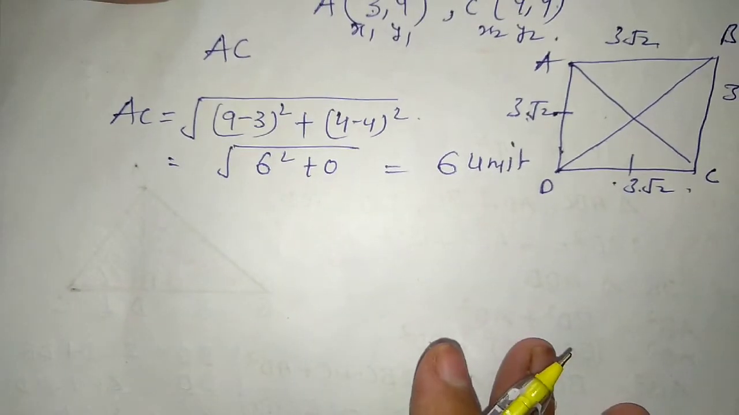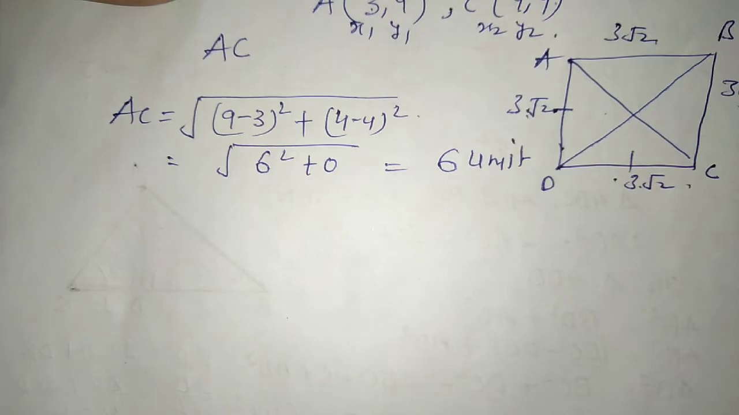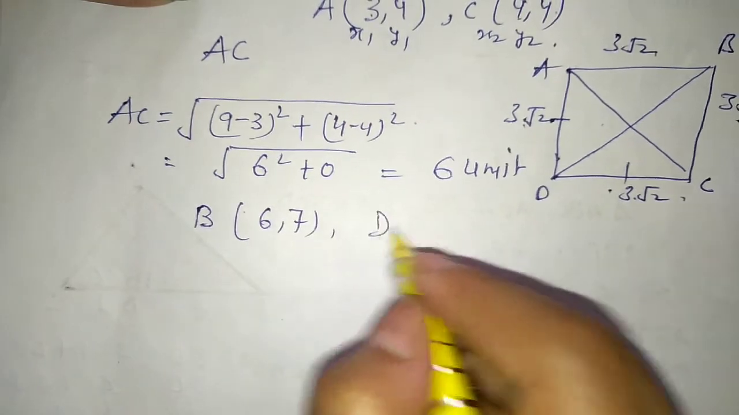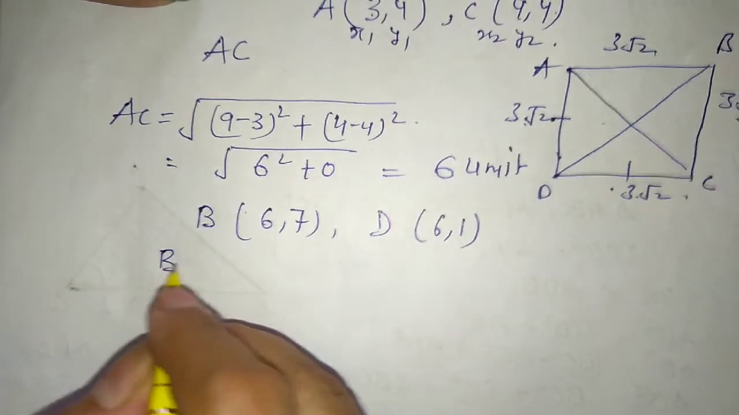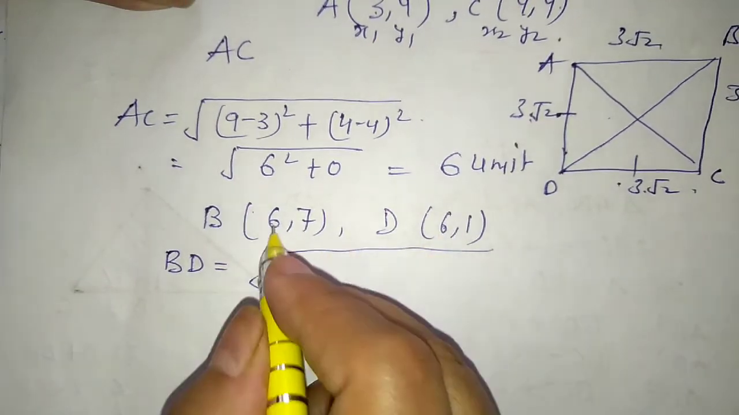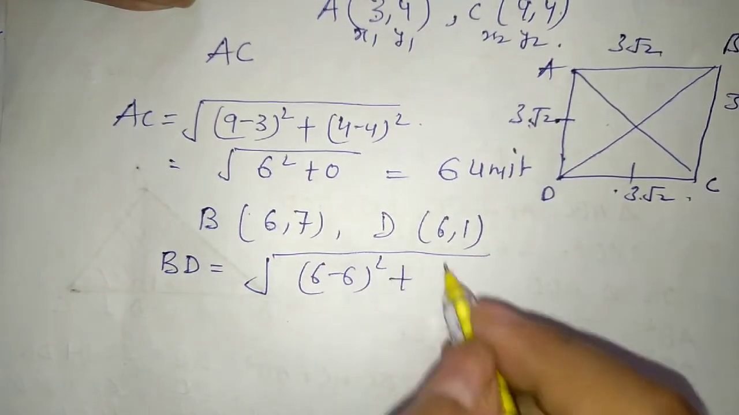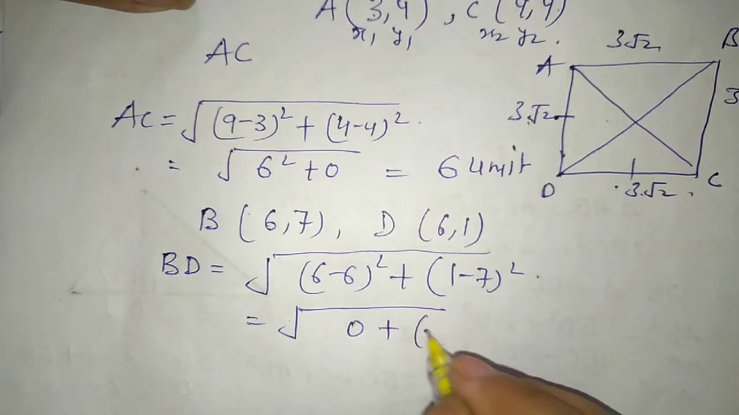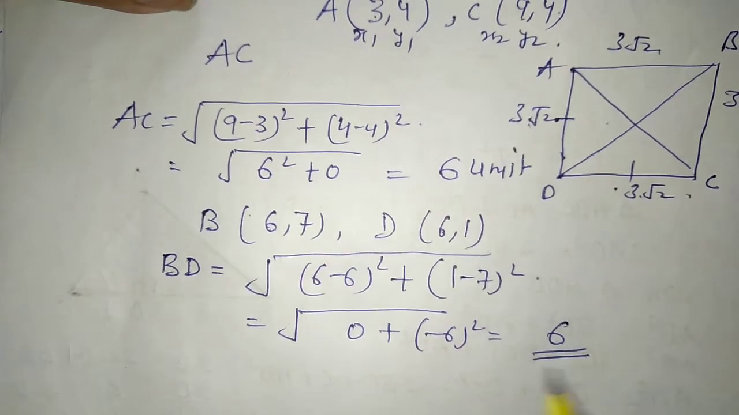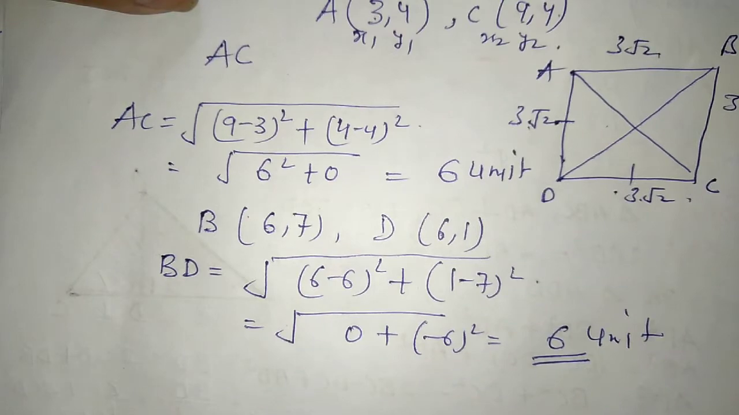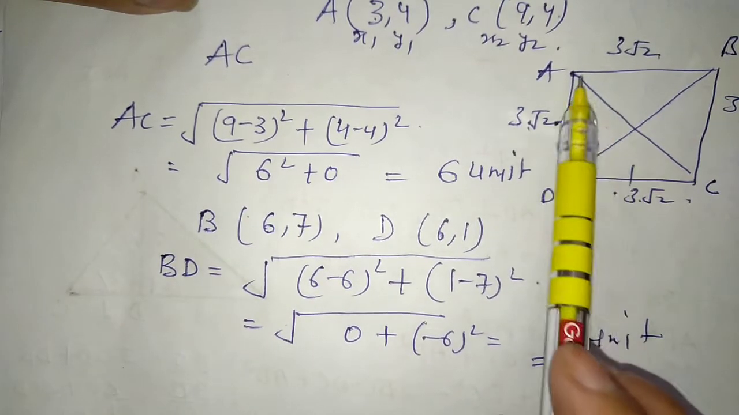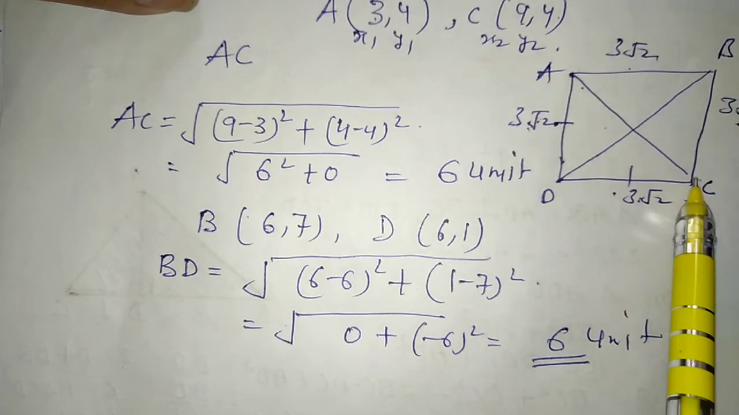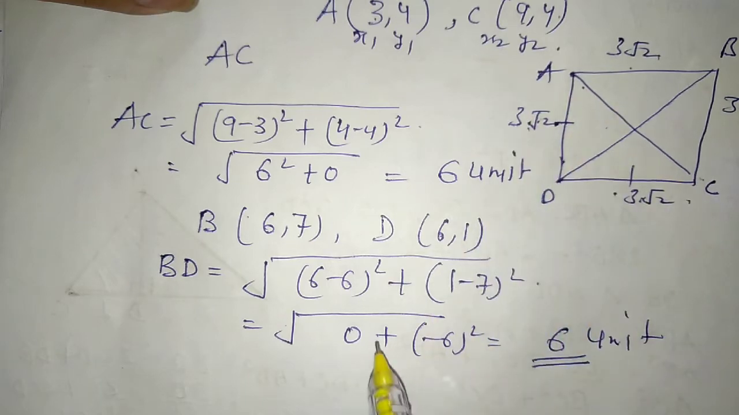If it is a square, then BD will also be equal to 6. The coordinates of B are 6, 7 and of D are 6, 1. So BD is equal to the square root of (6 minus 6) whole square, which is 0, plus (1 minus 7) whole square, which is minus 6 squared. So we get 6 units. At last we will write that because in quadrilateral ABCD all the sides are equal and the diagonals are equal to each other, hence ABCD is a square.